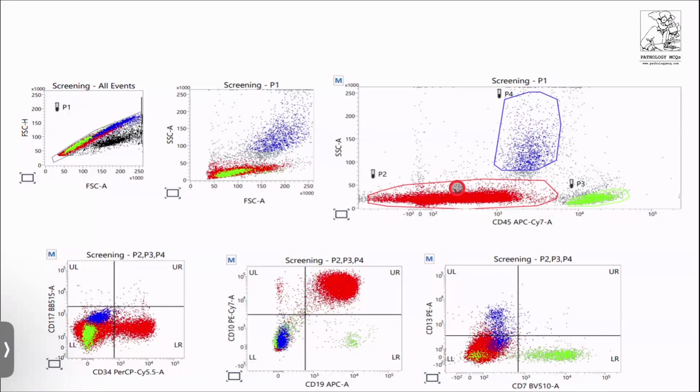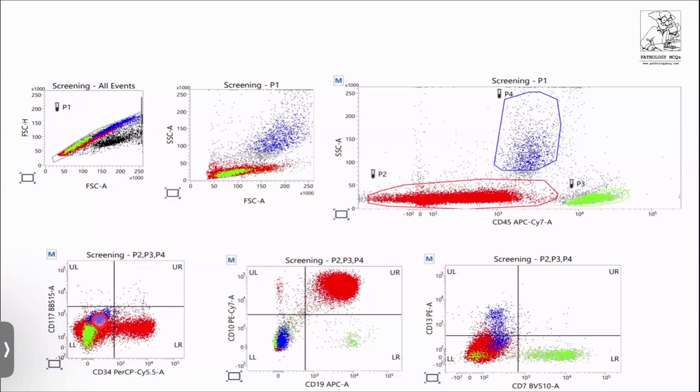And this CD45 negative to dim population is showing heterogeneous expression of CD34. What do you mean by heterogeneous expression? It means it has a long, variable expression of CD34. How do we say that CD34 is positive over here? Because we have gated the granulocytes with a blue color, that is population P4.